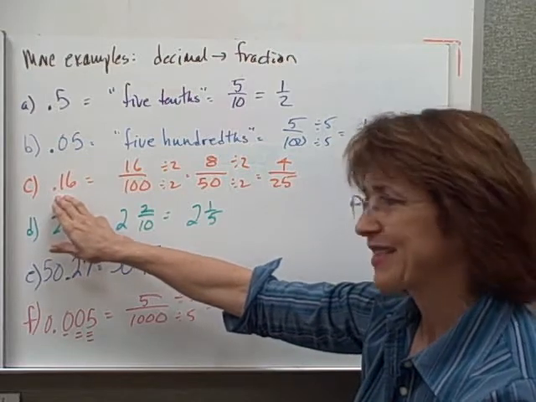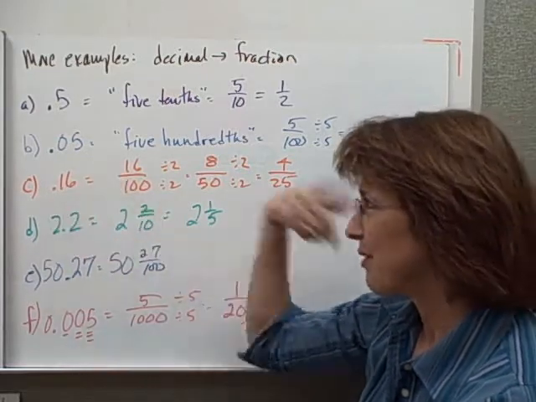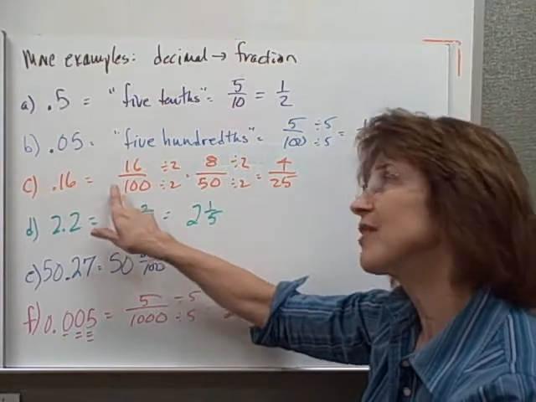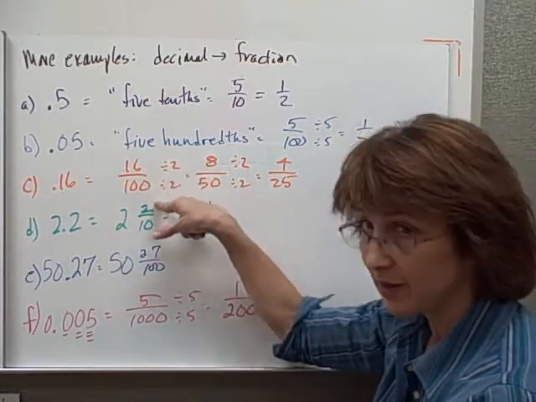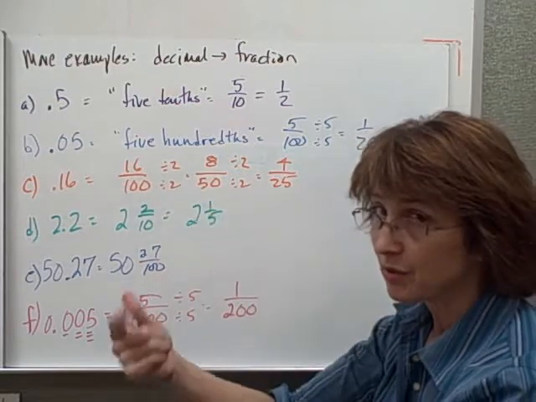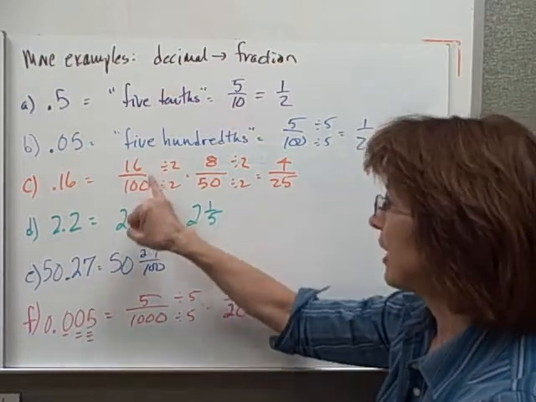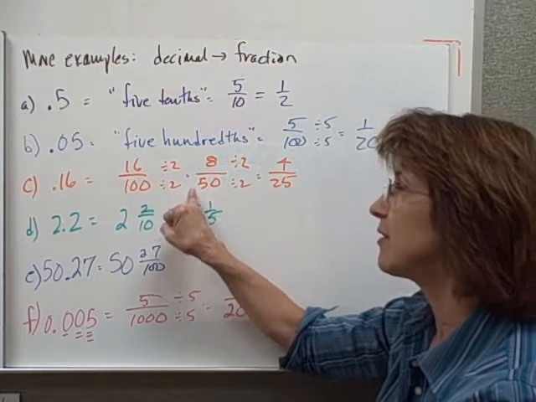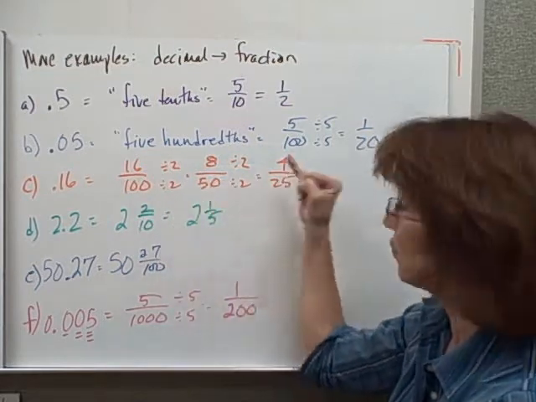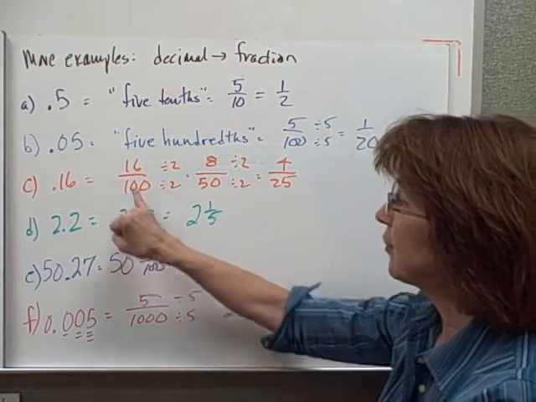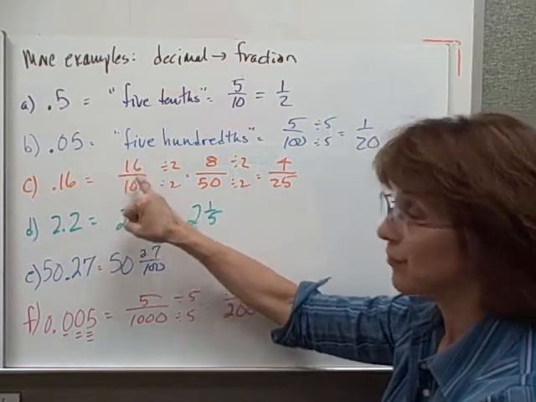0.16. I said it wrong again, but the right way to say it would be 16/100ths. Oh, there's my fraction, 16 over 100. Well, I know I can divide by 2 because they're both even. Even numbers end in 0, 2, 4, 6, or 8. So I divide by 2, that's 8 over 50. They're even again, so I can divide by 2 again and get 4 over 25. And now there's no common factor of both those. If you knew ahead of time, you could have just divided them both by 4 here, and you would have gotten that same answer.